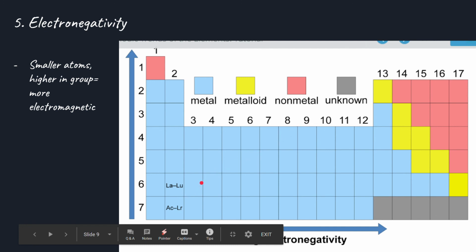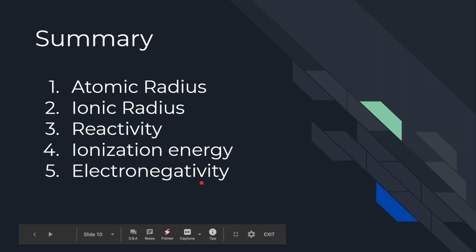Okay, that's pretty much it. Summary. So basically all these patterns have to do with the electron's distance from the nucleus. That's pretty much it. Thank you.